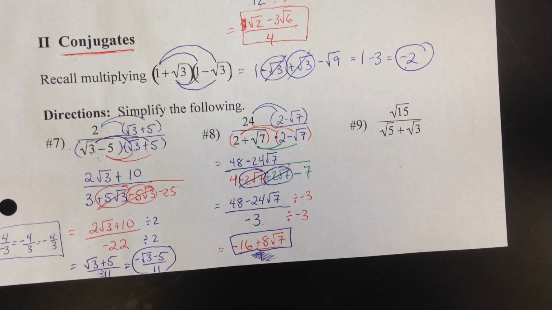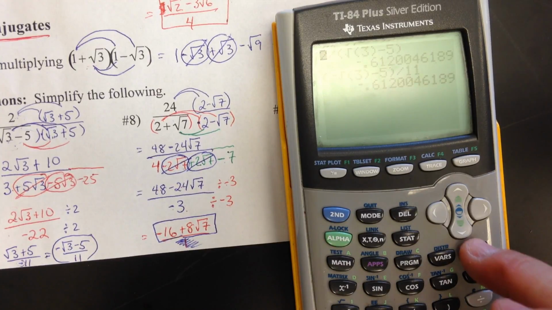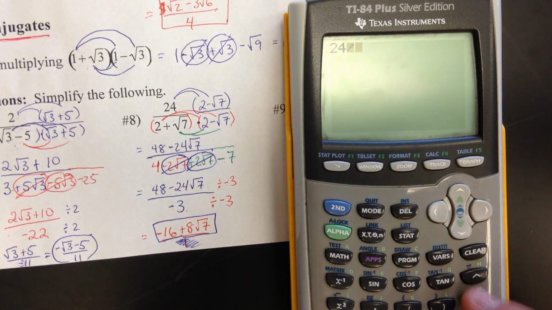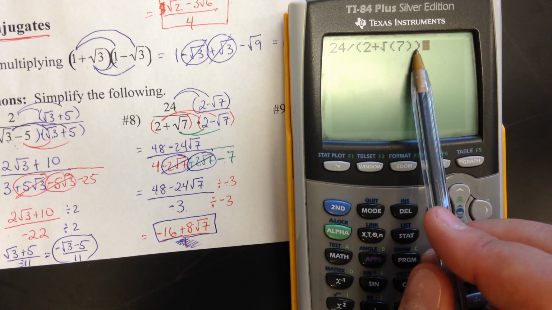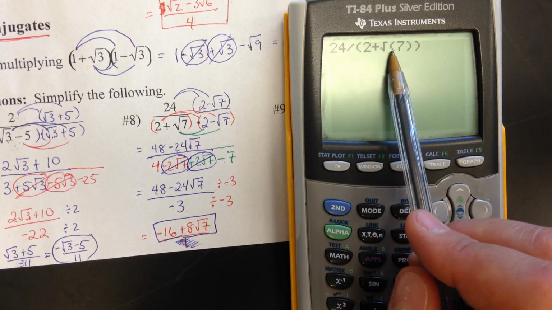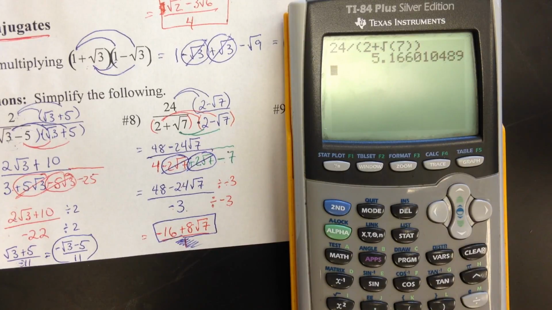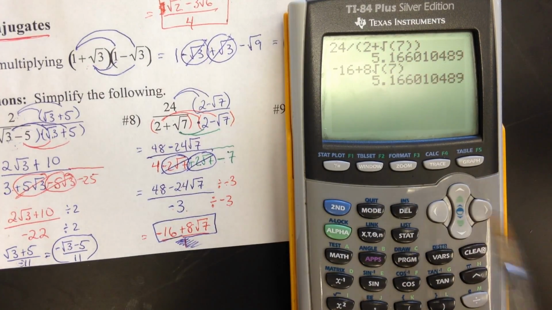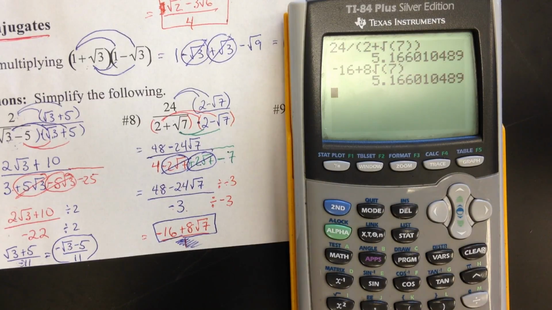Okay, and let's see. So we got one more here. Well, actually, let me check that real quick. So let me do 24 divided by parentheses 2 plus square root 7. Okay, close parentheses. Notice I closed it twice. First one's for the radical, second's for the whole denominator. There's the decimal. And then we have negative 16 plus 8 square root 7. This is our answer. And we get the same thing, so that tells us that we've done it correctly.